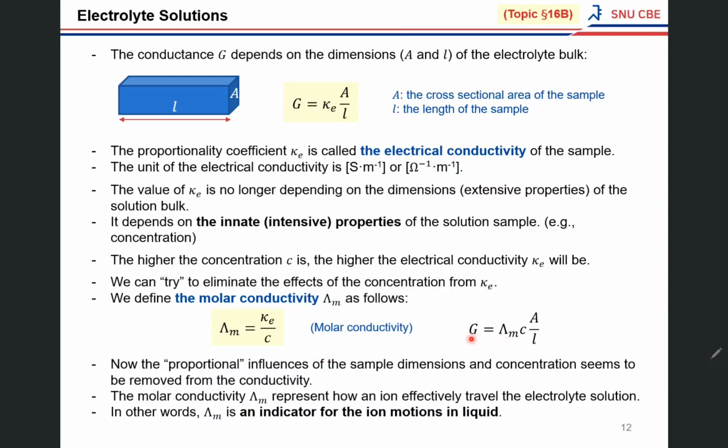The conductance of this liquid sample will be proportional to the cross-sectional area of this bulk, inversely proportional to the length, and also proportional to the concentration. So here the global coefficient, which is the molar conductivity, large lambda m, can play a role as an indicator for the innate ion motions in the liquid. So let's talk about this a little bit more.